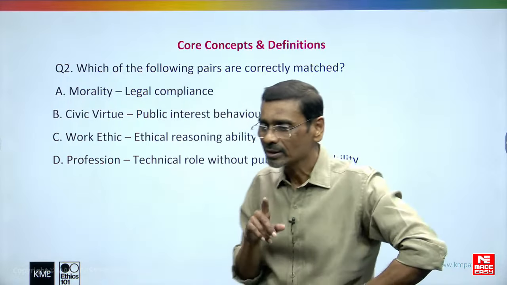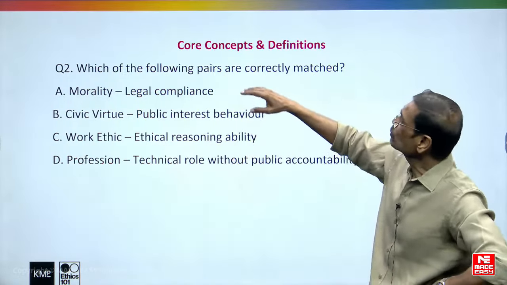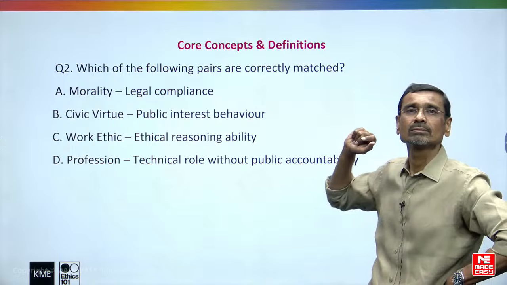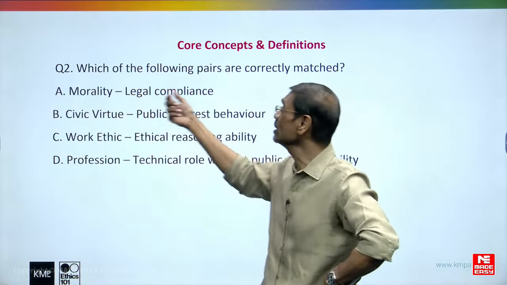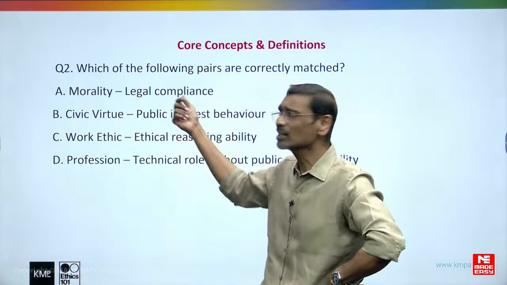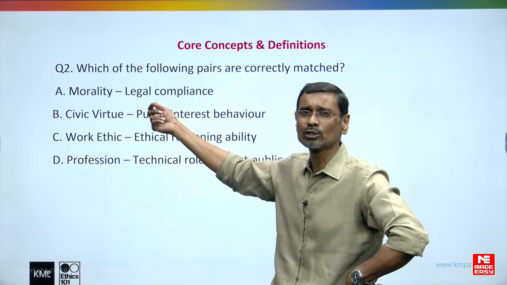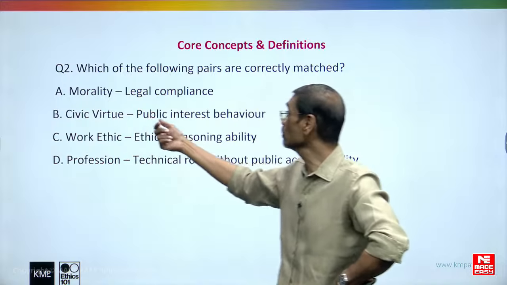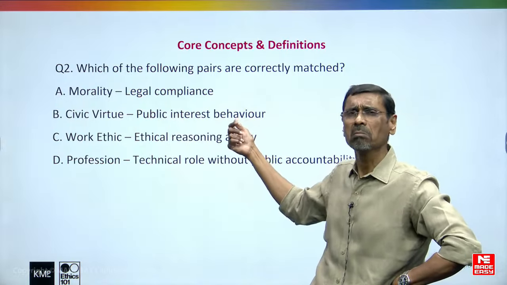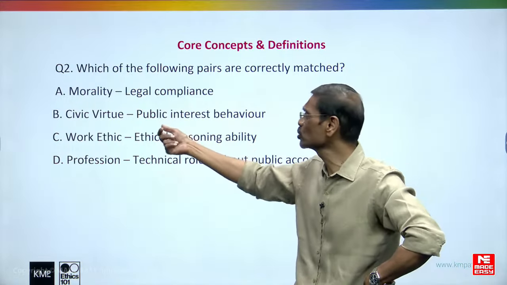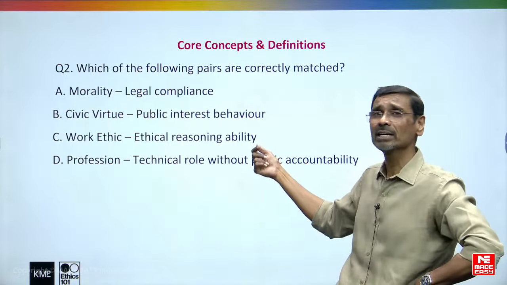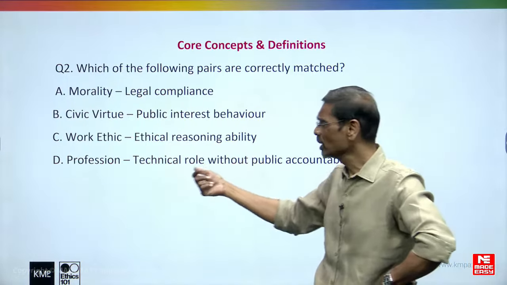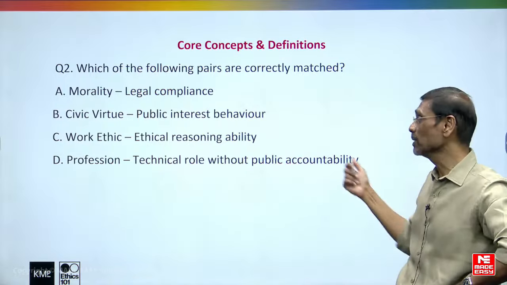Okay, great. Which of the following pairs are correctly matched? Morality is equal to legal compliance. Seriously, morality and law? Morality is legal compliance. Legal means law. Is this wrong? Civic virtue is equal to public interest behavior. Do you agree? Work ethic, ethical reasoning ability? No. Profession, technical role without public accountability.